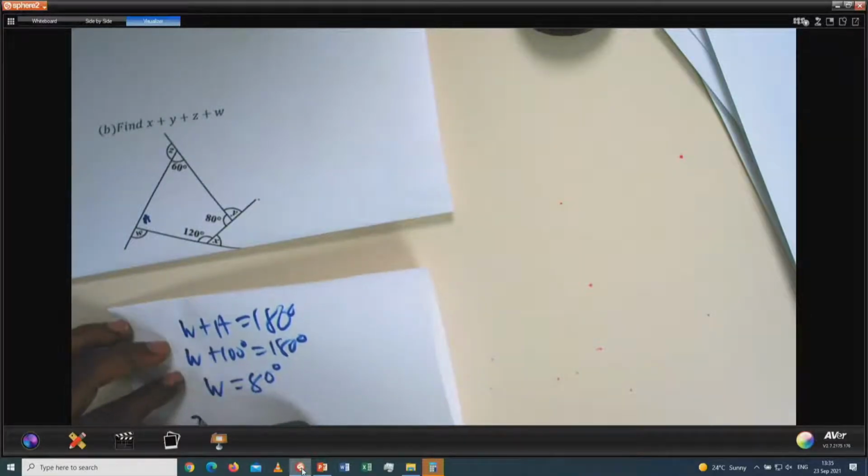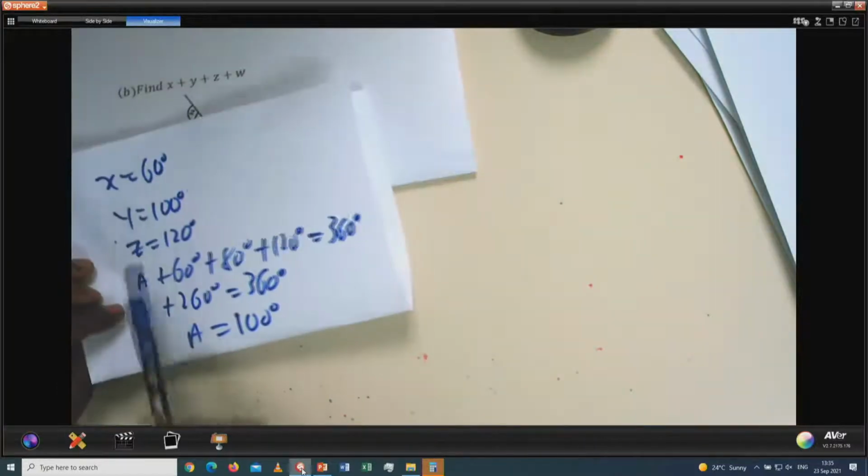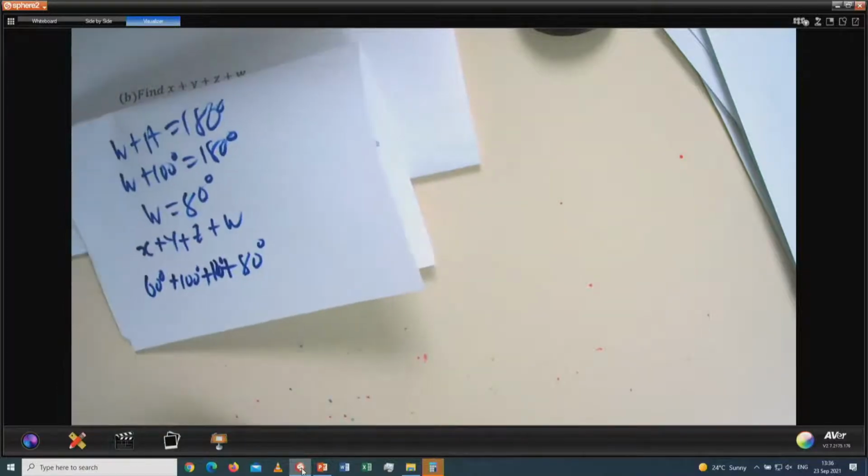All right. Now the question was saying, when we add x plus y plus z plus w, what is the value? All right. w, we just found out, is 80 degrees. Your x is 60 degrees. Your y is 100 degrees. Your z is 120 degrees. And then you just add the total.